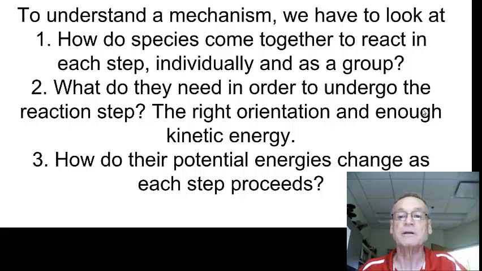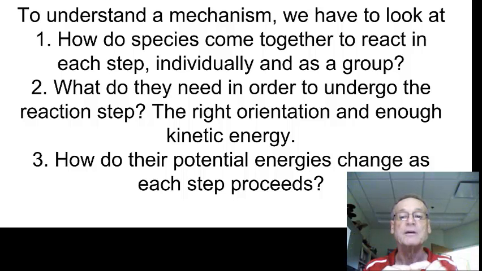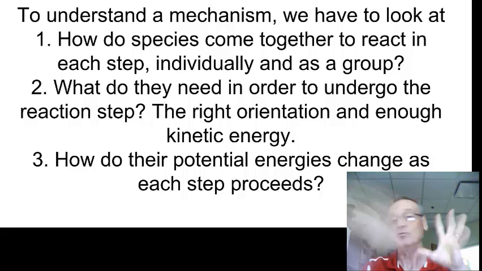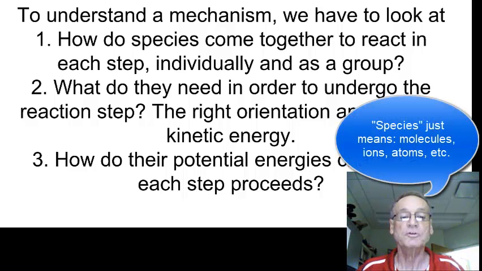To really understand a mechanism we have to look at several different things. First of all, when a mechanism step happens, if two molecules have to come together, how do they come together to react in a particular step? So individual molecules have to come together in certain ways, and then whole groups of molecules have to come together in certain ways. So what do two species need in order to undergo a reaction step?